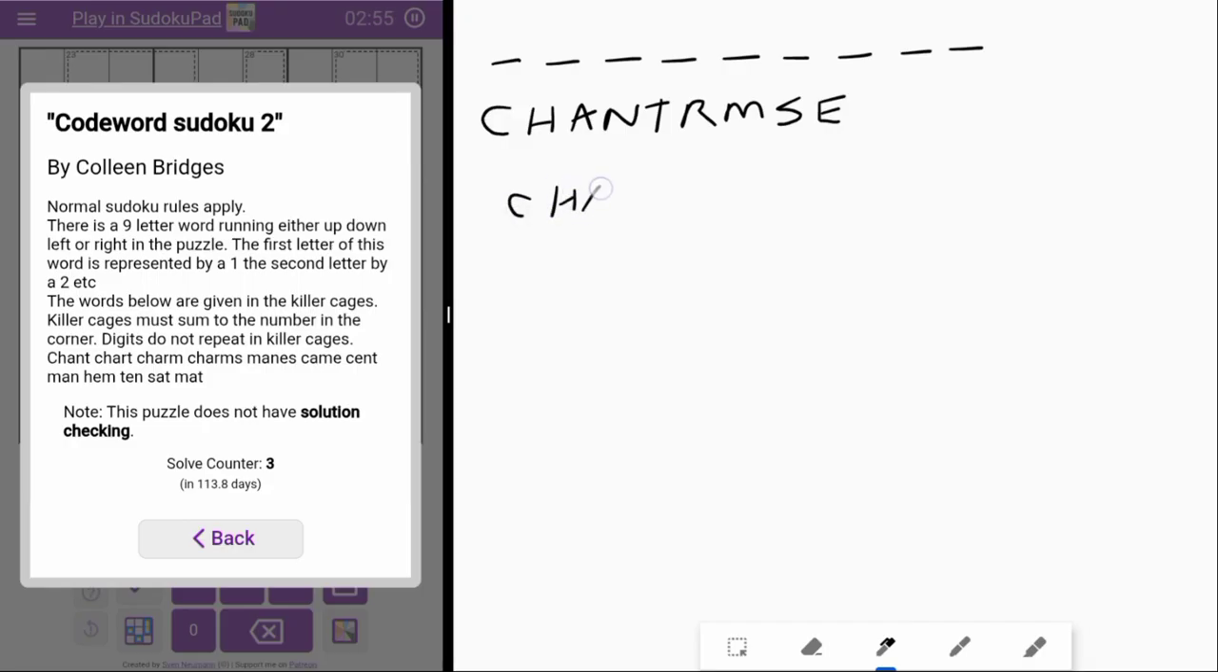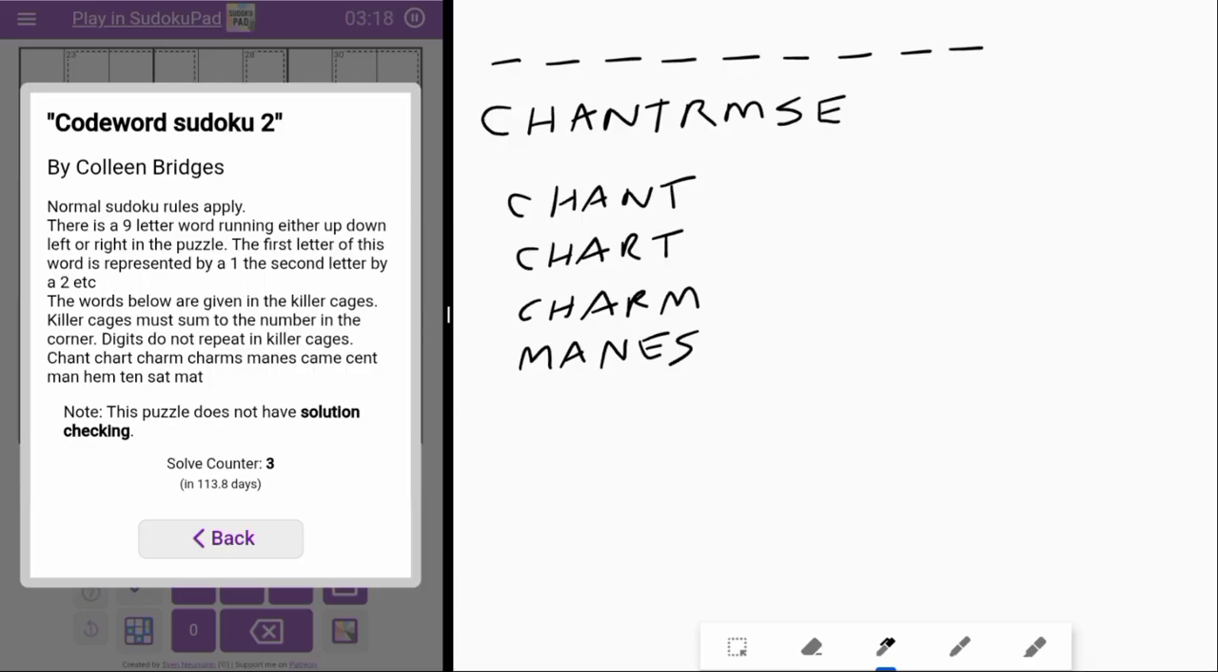So we've got chant, chart, charm, main, whoops, that's an M, believe it or not. I'll try that again. Charm, mains, and they're all the 5-letter ones, and then charms is 6 letters.